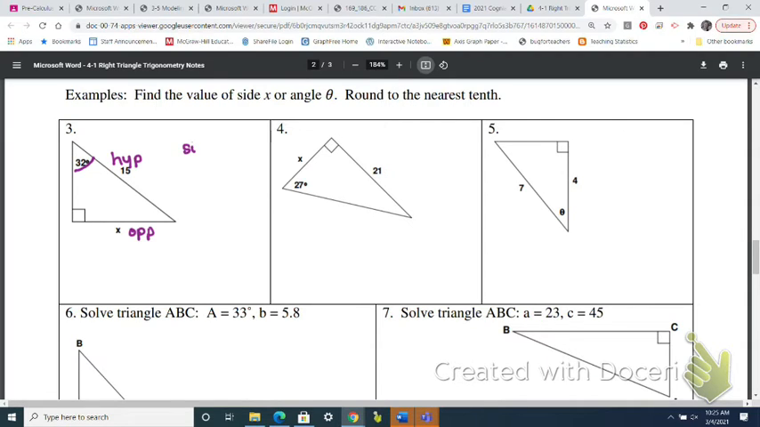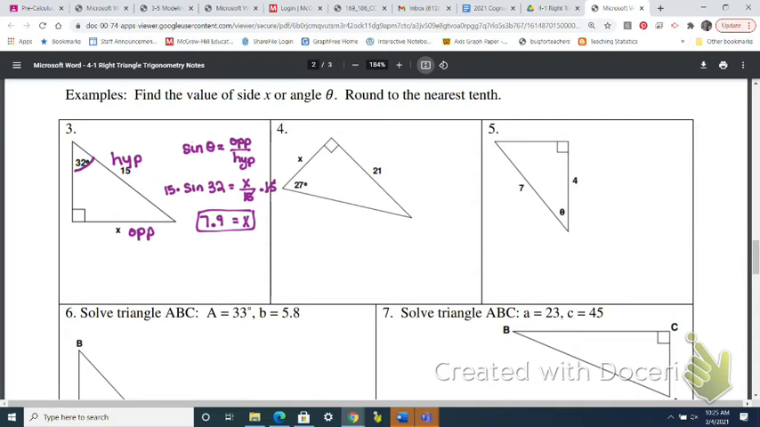So we're going to go ahead and write that out. So sine of theta equals opposite over hypotenuse. Now I'm going to plug in. So I get sine of 32 equals x over 15. To get the 15 out of the bottom, I multiply by it. Please put the 15 in your calculator in front of sine of 32. And when you do, you should get 7.9.